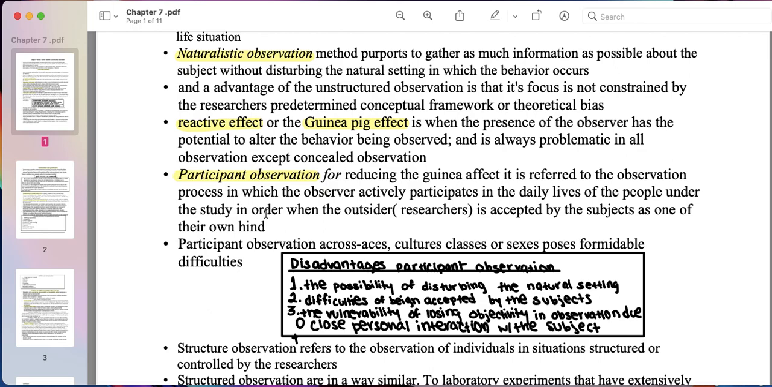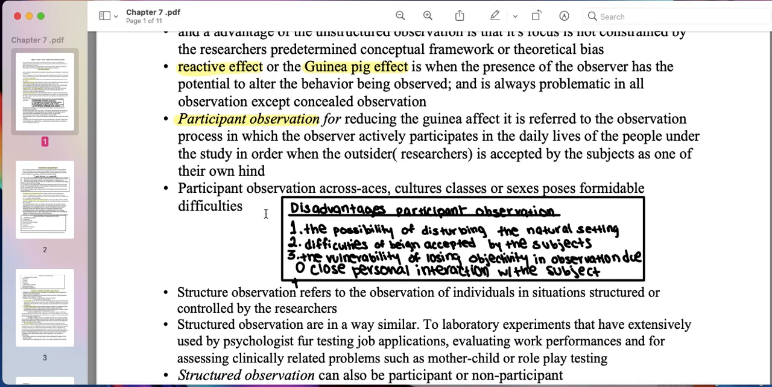Then we have participant observation. This is in order to combat the guinea pig effect. This is a process in which the observer actively participates in the daily lives of the people under study in order not to be an outsider anymore, and is usually accepted by the subject as one of their own. So the researcher puts themselves inside the environment in order to not affect it, and becomes one of the environment.